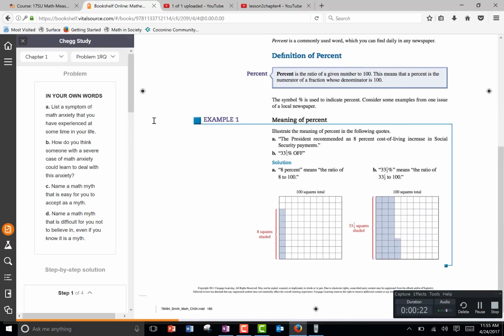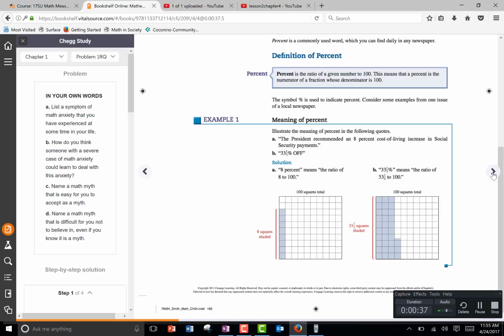And if you look at the little drawings down here, you can see where they've given 100 blocks. So if I had 8%, that would be 8 out of those 100 blocks. So that's what percent means. It means something that's out of 100.